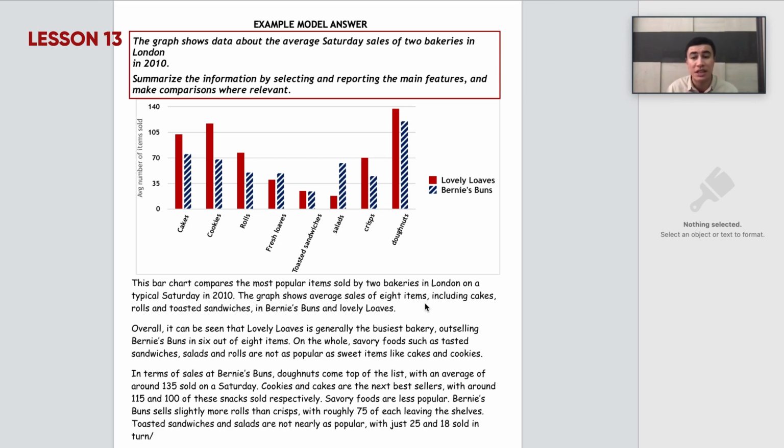The graph shows average sales of 8 items, including cakes, rolls, and toasted sandwiches in Bernie's Buns and Lovely Loaves. So the second sentence actually contains more information about items, so number of items, and we are naming some of them: cakes, rolls, and toasted sandwiches. If you remember, I told you you don't have to name every single item, just some of them, like 3, 4, and then names of these bakeries: Bernie's Buns and Lovely Loaves.